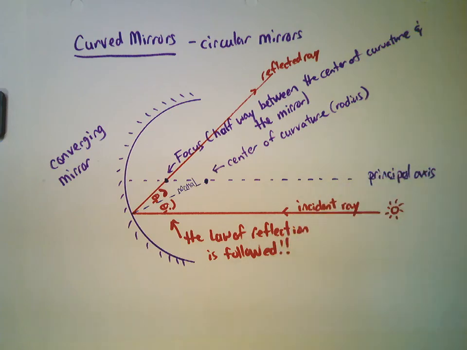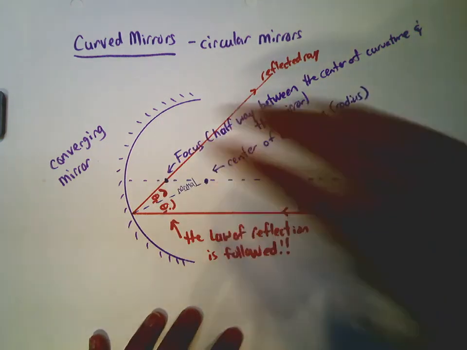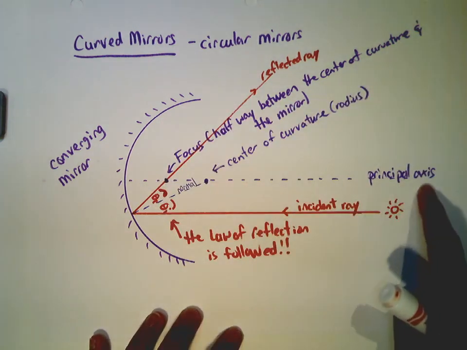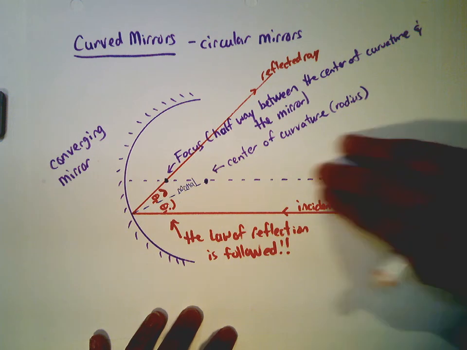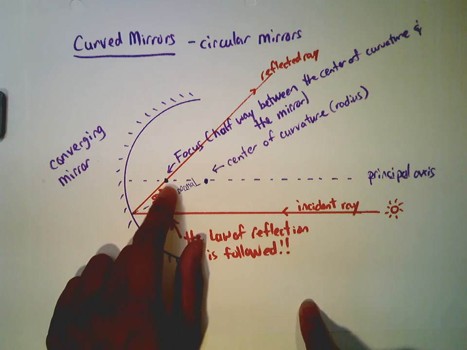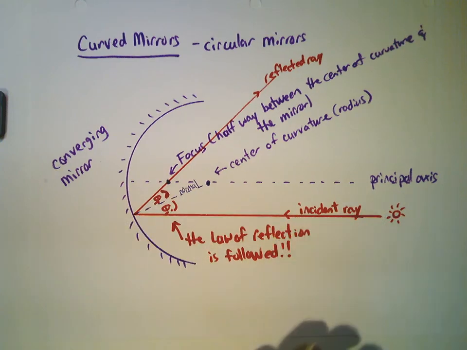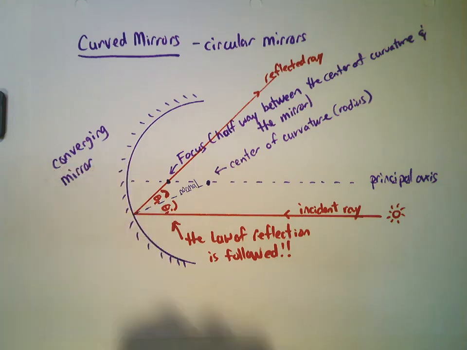So basically, what am I saying? I'm saying that all parallel rays coming in, parallel to the principal axis, are all going to have their reflected rays go through the focus. Let me draw that so you can actually see what's going on. And this is why this is called a converging mirror, because you're going to converge the light at the focus. So let's draw another diagram, and I'm going to show you what I mean, okay?